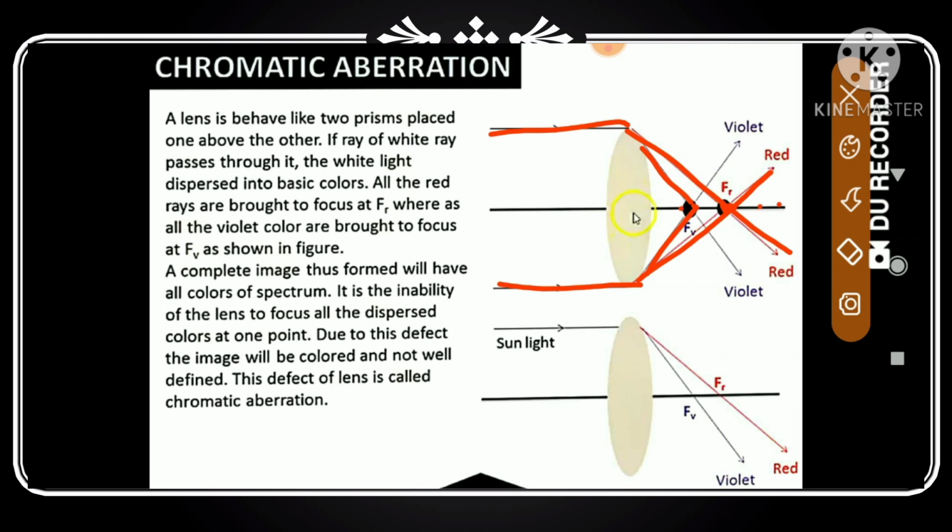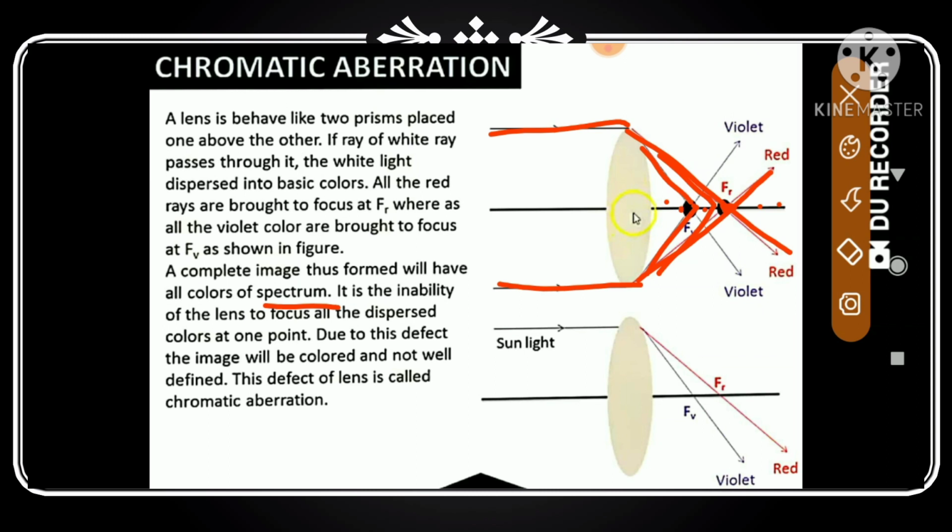A complete image thus formed will have all colors of the spectrum, not only FR and FV. We have to consider FG, F yellow, F green and so on also. Only for understanding purposes we are using FR and FV here. All the violet colors are focused at FV, all the red colors are focused at FR, and we get an image which looks like a spectrum, with all the colors of the spectrum.